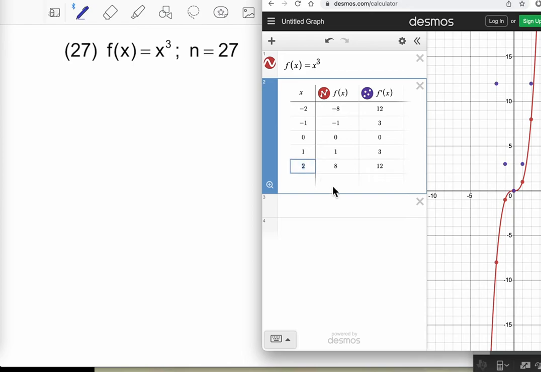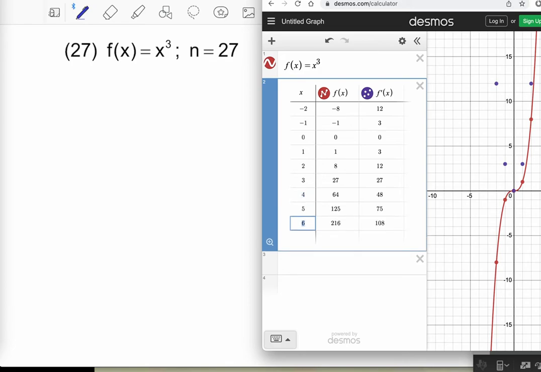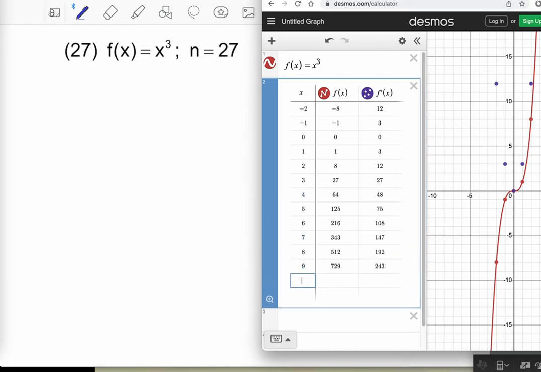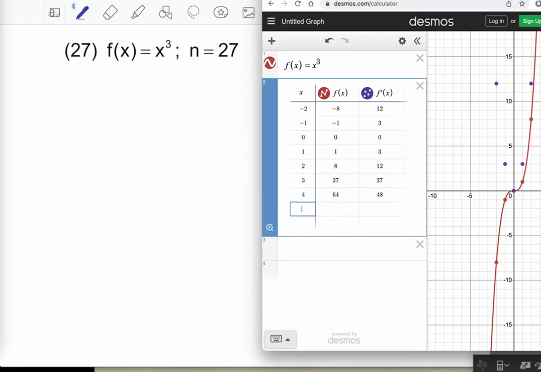So to expand my table, it maxes out at 2. I highlight the 2, hit enter, and it auto-populates. I can go as far as I want. But it turns out I only needed to go as far as 3 to get what I needed. That shows that the y value of 27 corresponds with x value of 3, which in turn corresponds with a derivative value of 27.